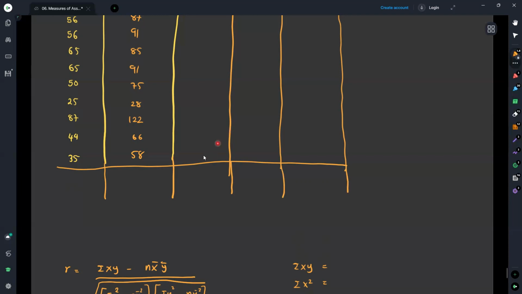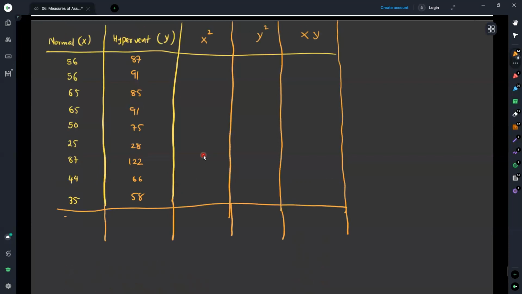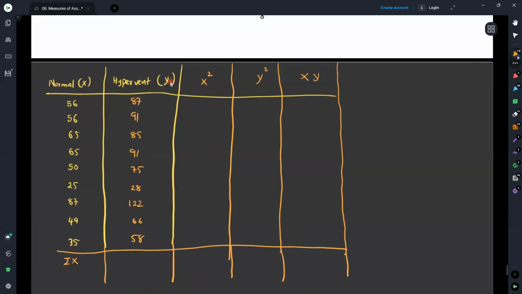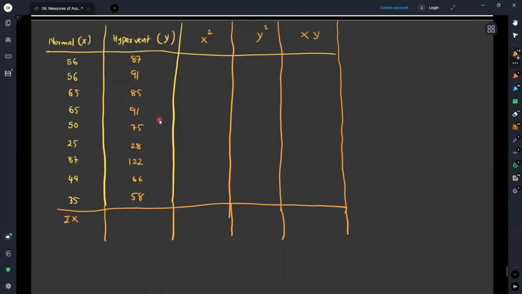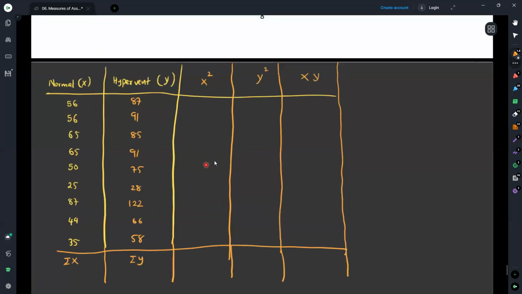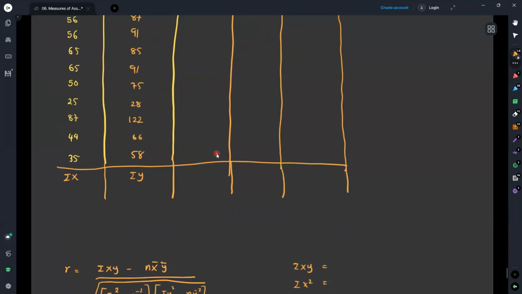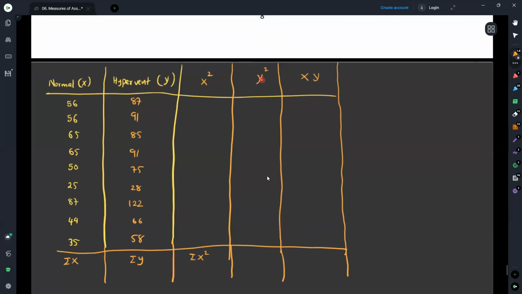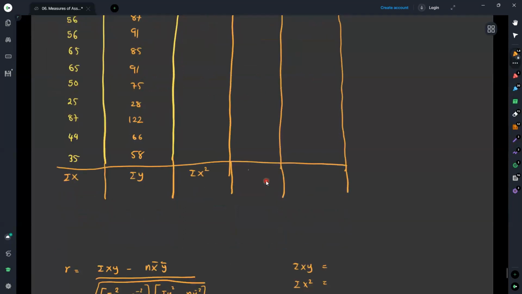Here, if I am taking the x values, I am getting the summation of x. For this column, you can see that it is for the variable y. Here I am getting the summation of y. Then in the next column, it is the x squared values. If I get the summation, I am getting summation of x squared. Here, y squared values were obtained, and if I get the summation, I am getting summation of y squared, and for the last column, I am getting the summation of xy. Now we'll see how we can get these summations.